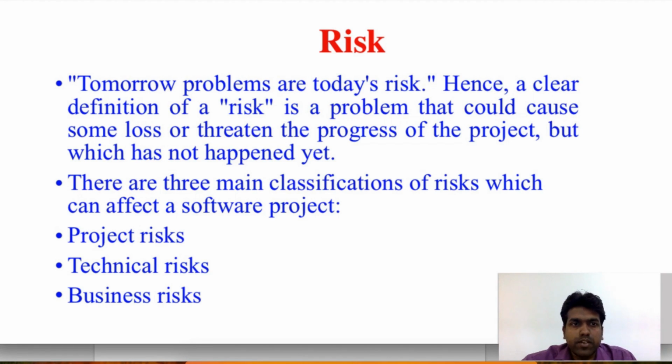So that is the risk part, and if we identify and eliminate the risk, then our product will definitely have less cost, and it will be delivered or maintained on time. If we talk about the classification, there are three classifications. First one is project risk, so risk involved in the project. Second one is technical risk, and third one is business risk.